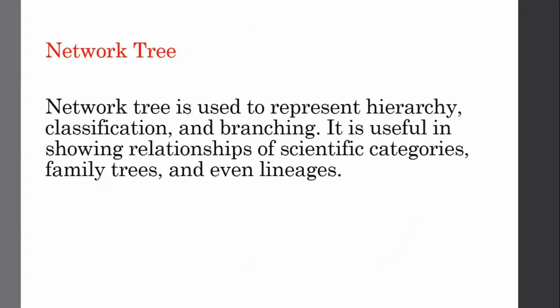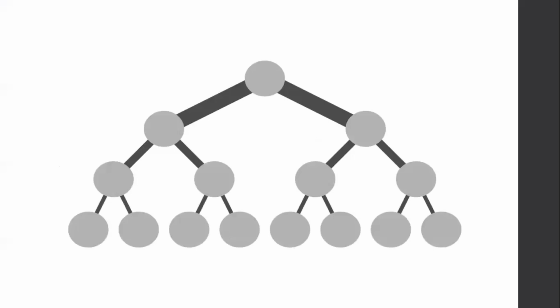So next we have network tree. Network tree is used to represent hierarchy, classification, and branching. It is useful in showing relationships or scientific categories, family trees, and even lineages. So if you need to classify information and show its hierarchy, then you can use network tree. This is good when the text provides information that implies connections among them. So this is a diagram that can be used as a basis for making a network tree.